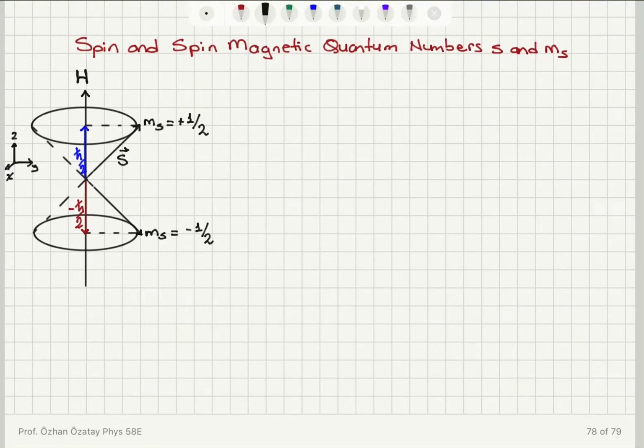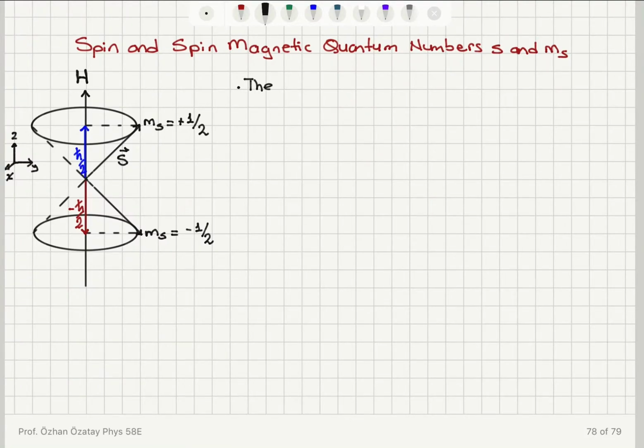Finally, we'll talk about the spin quantum number and spin magnetic quantum number, S and m sub s. The spin quantum number did not appear in solving Schrödinger's equation for the hydrogen atom because relativistic effects were not taken into account. It's an additional quantum number that appears in solving the relativistic Dirac equation. So that's the first thing I would like to note about the spin.